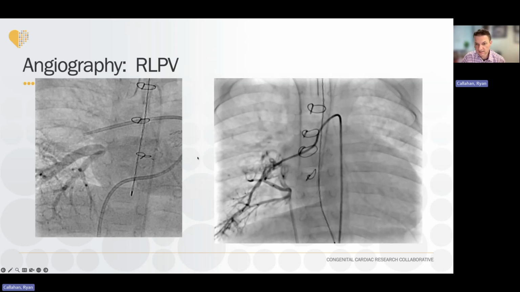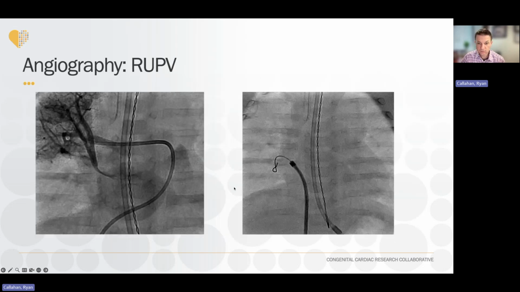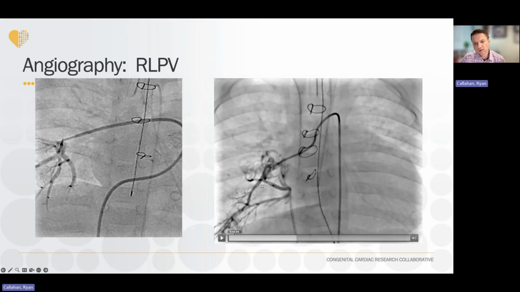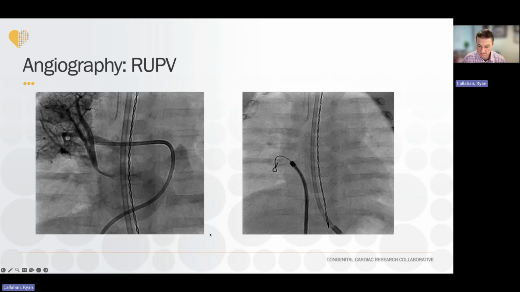And then this you can see that we are injecting into the right lower pulmonary artery here, and then what comes back is the pulmonary vein here, and then ends in a blind ending stump, and it does not connect to the left atrium there. My goodness.